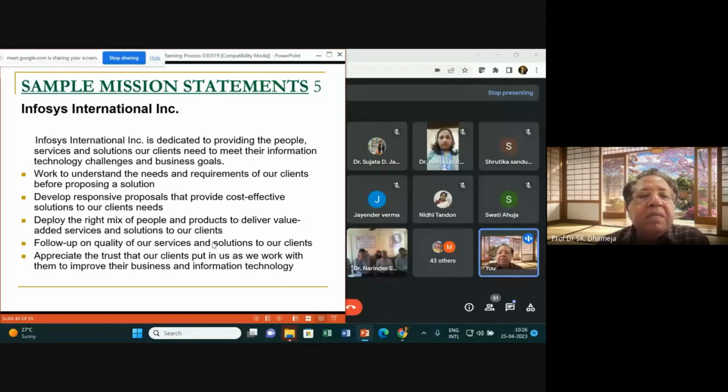So the first is work to understand the needs and requirements of our clients before proposing a solution. So what they want basically, before that, what do they need basically? Their needs and the requirements. The second is develop responsive proposals that provide cost-effective solutions to our client needs. Third is deploy the right mix of people and products to deliver value-added services and solutions to our clients.